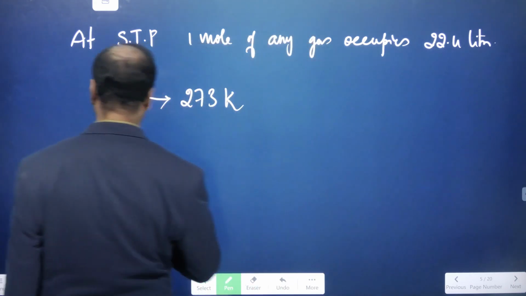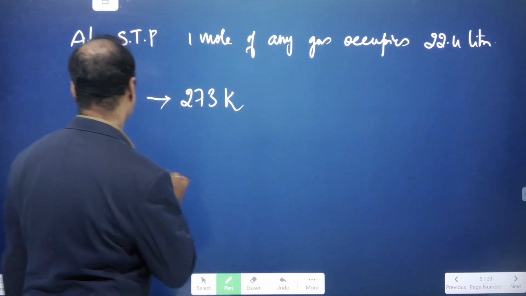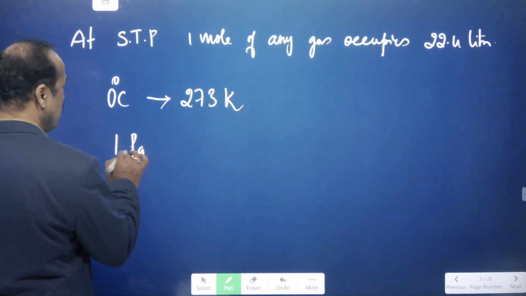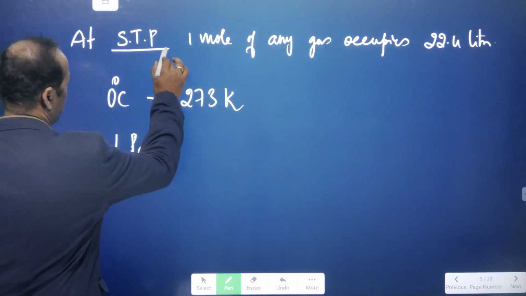Then what is P? Pressure. Pressure is nothing but 1 atmospheric pressure, or we can say 1 Pascal. Pressure is measured in Pascal. SI unit of the pressure is what? Pascal. So at STP means what?